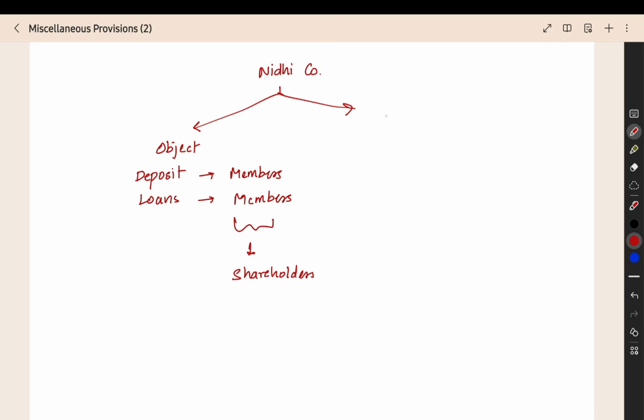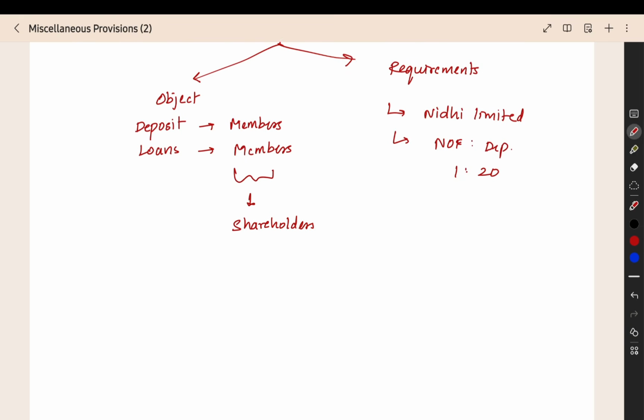Then when you see, we are having a lot of regulations and requirements. Since you are operating as a mutual benefit society or a Nidhi company, you have to have the word Nidhi Limited in your name. Then you have to follow the net owned funds to deposits ratio, that should be 1:20. So what is the meaning of net owned funds? You can understand it like the capital of the company.